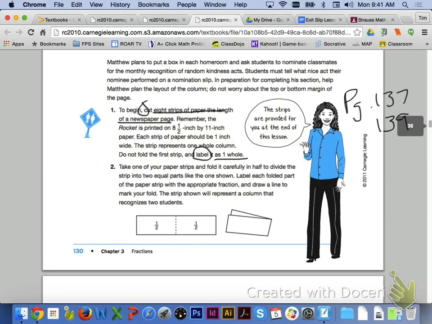You can see that for number 2, you are going to be taking one of the paper strips, then folding it carefully in half, and then you are going to be labeling each part of that whole with the appropriate fraction. So you can see the example that it has here for you, 1/2 and 1/2 for number 2. So with your group members, go ahead and get all of the paper strips that you have cut out folded into the appropriate fractions.